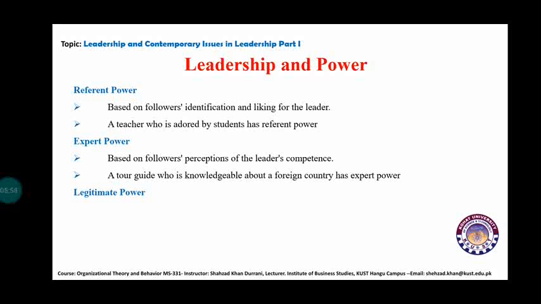Then we have the legitimate power. Legitimate power can be associated with having status or formal job authority. The job that you have, so on the basis of that you have some authority, right?